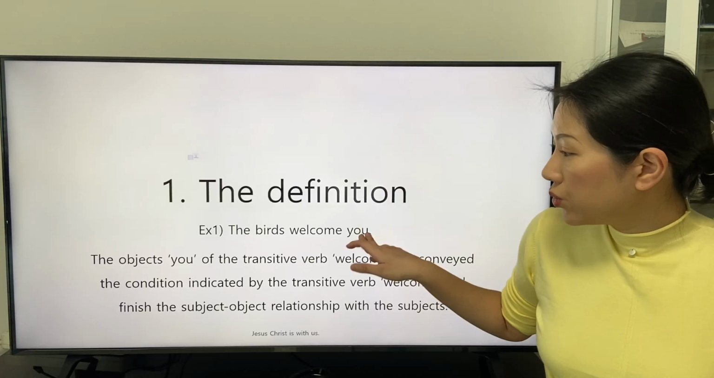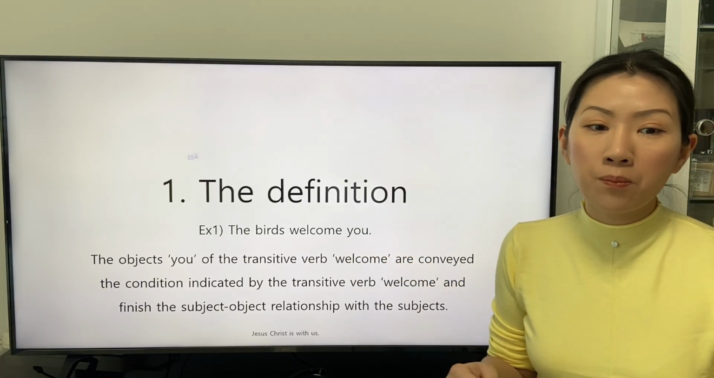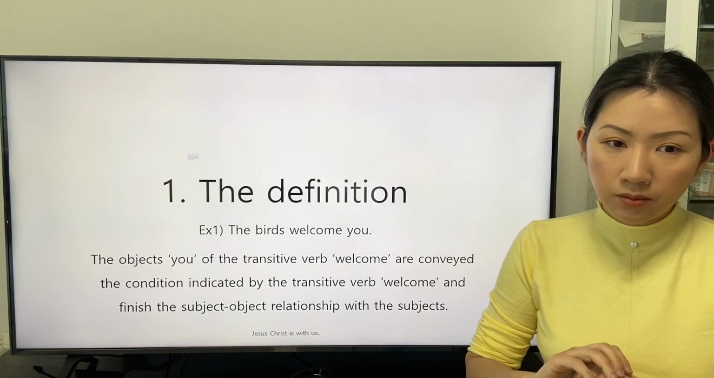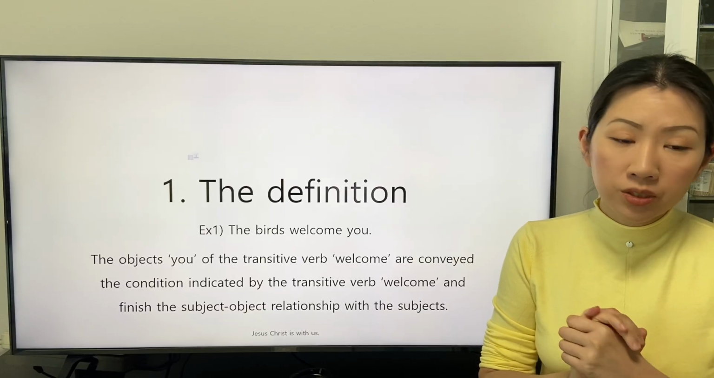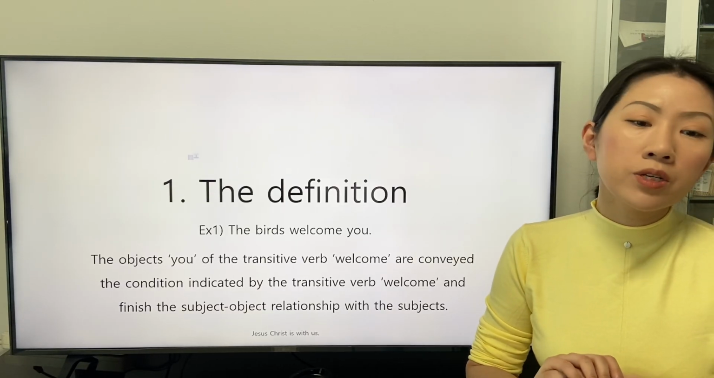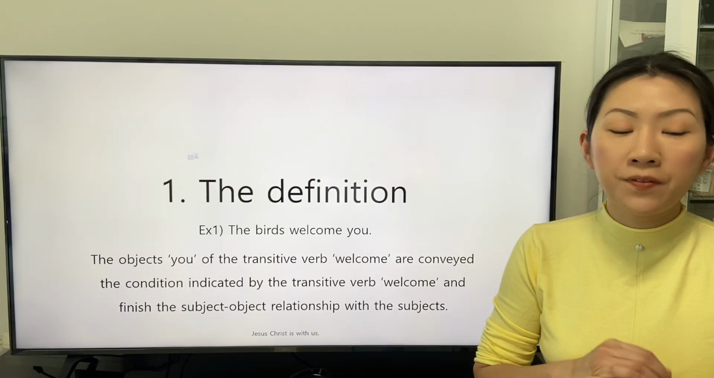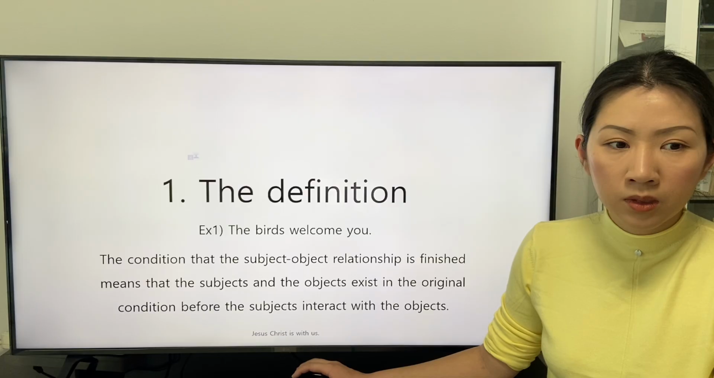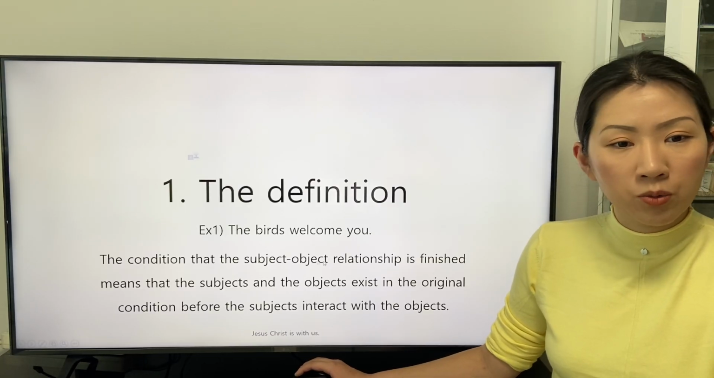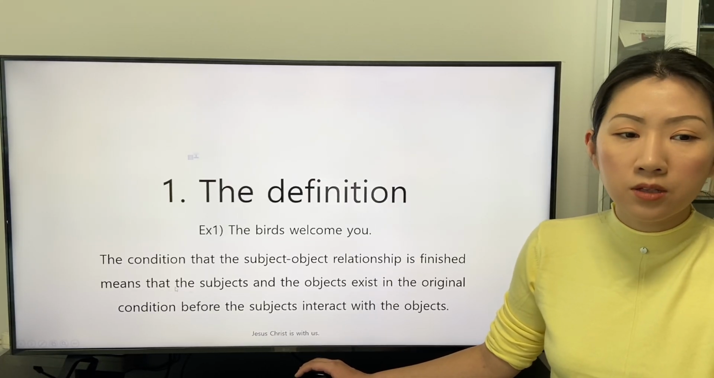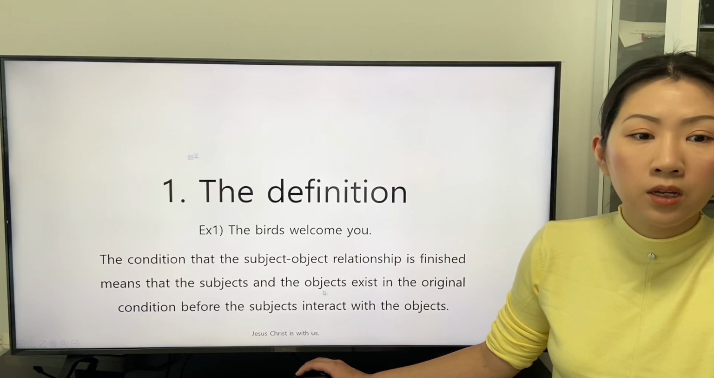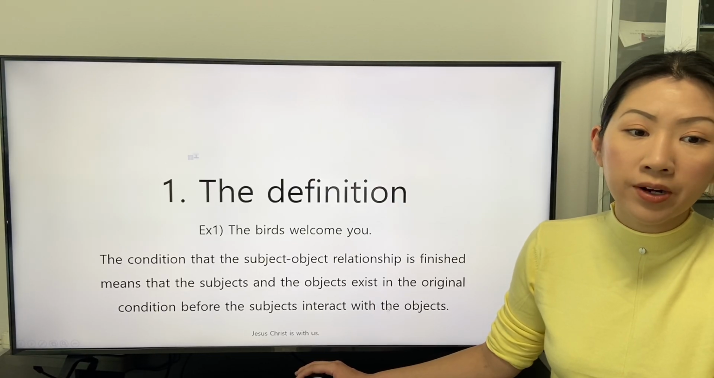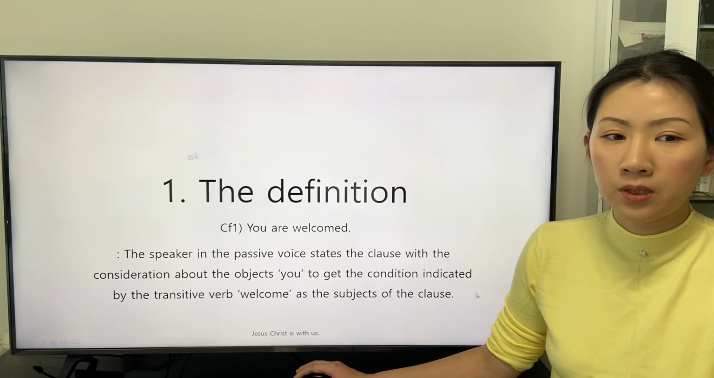The object you of the transitive verb welcome is conveyed the condition indicated by the transitive verb welcome and finishes the subject-object relationship with the subject. The condition that the subject-object relationship is finished means that the subject and the object exist in the original condition before the subject interacts with the object.